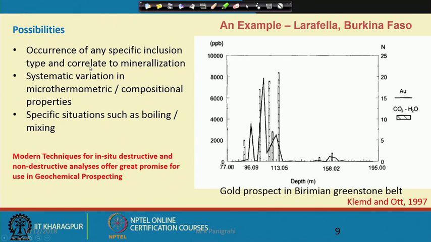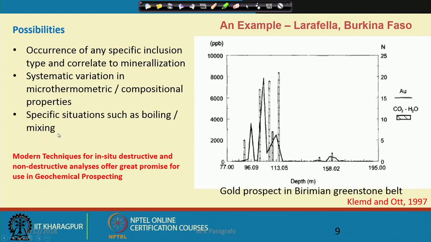This is just an example. While discussing fluid inclusions for mineral exploration, as Jim Wilkinson has put it, it could either be the occurrence of any specific inclusion type that might indicate occurrence of a particular type of mineralization, or it could be a systematic variation in microthermometric or compositional property which might indicate the direction in which an ore body is occurring, or where an ore bearing fluid could be more productive in space and time, or a specific situation such as boiling and mixing, which we have seen in many cases.